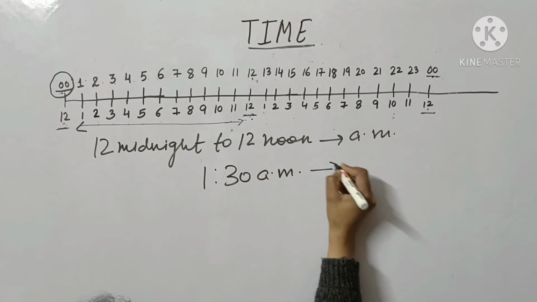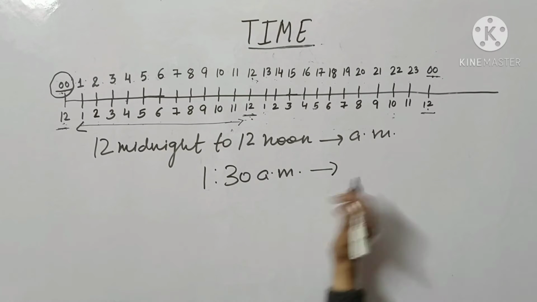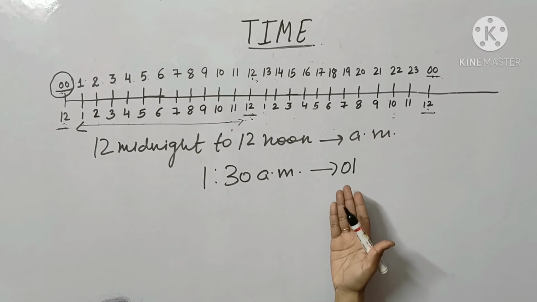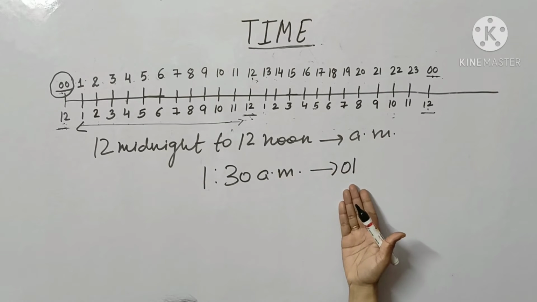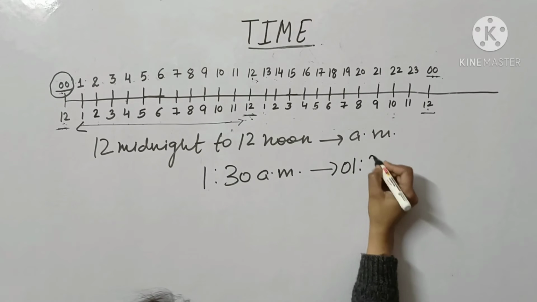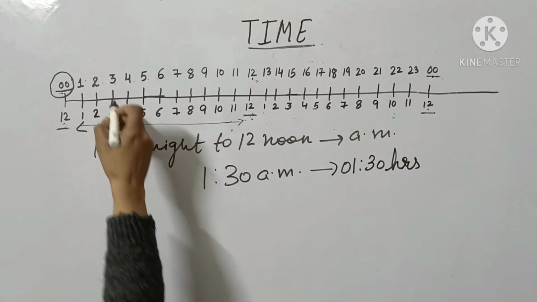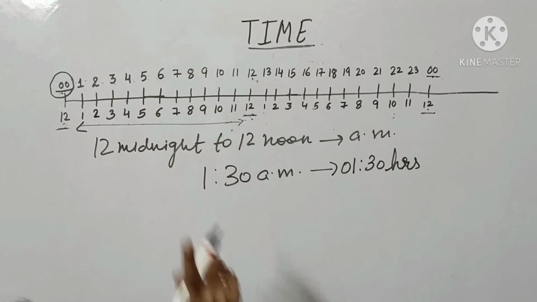Just now I told you that 24-hour clock time is represented as 4-digit numerals. So in place of 1, I will write 01. Is there any difference between 1 and 01? No, the meaning of both is the same. Just to represent it in a 4-digit numeral, I have written 1 as 01. And there are 30 minutes. That means there is no difference between 12-hour clock time and 24-hour clock time during the AM time.